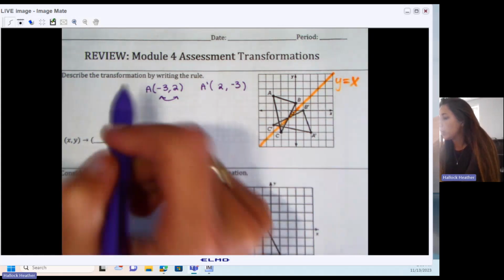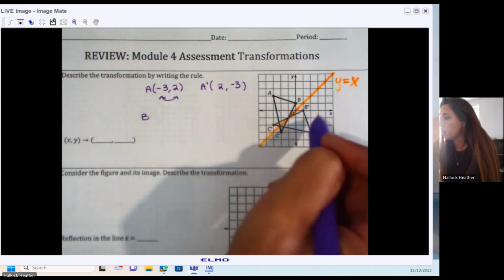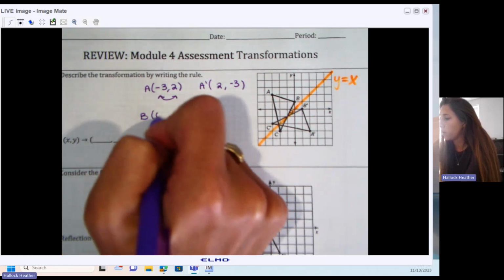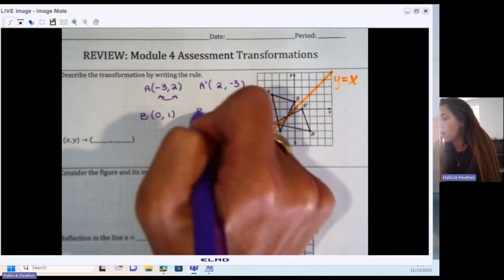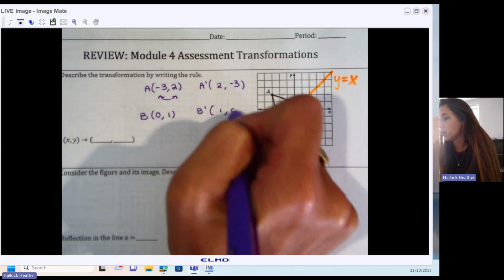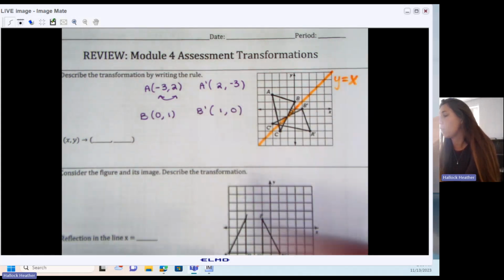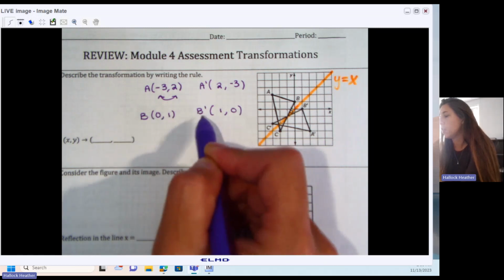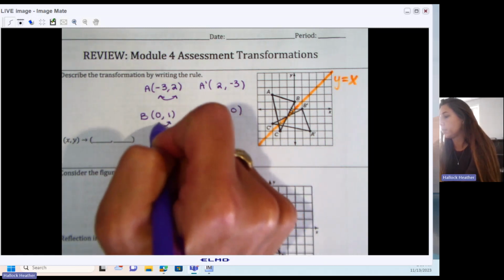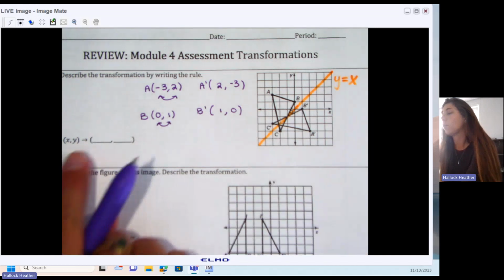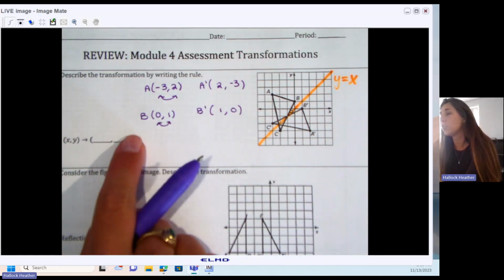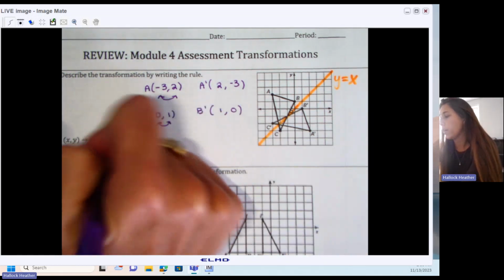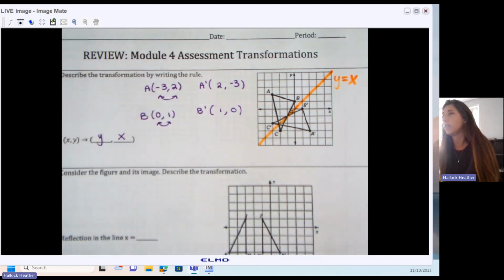Same thing with B. B was (0, 1). B prime is now (1, 0). So once again, to go from the old to the new, the pre-image to the image, all it does is switch its place. So to write the rule, your (x, y) changes to become (y, x), and that's it.